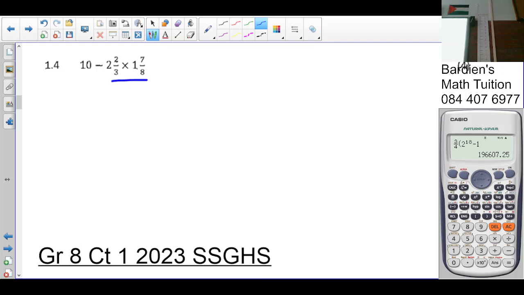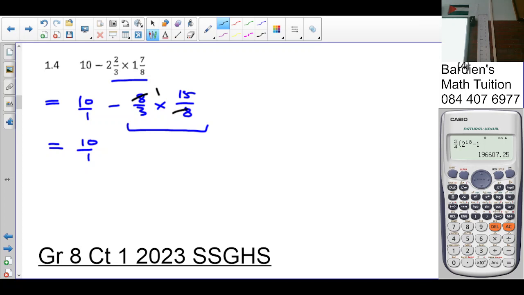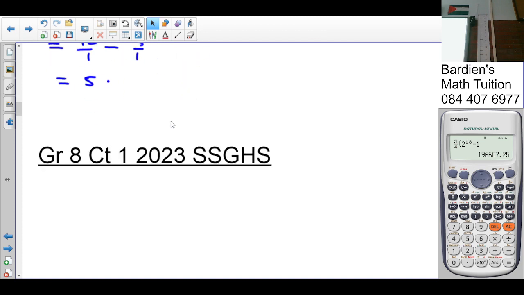According to BODMAS, that needs to be done first, not so? But what do I need to do first? Change to improper. So it's 8 over 3 multiplied by, that's 8 plus 7 is 15 over 8. Again, multiplication. I must simplify before I multiply. So 8 goes into 8 once, 8 goes into 8 once. 3 goes into 3 once, 3 goes into 15, 5 times. So it's 10 minus 5. And 10 minus 5 is? Okay, you all agree with that? Right, next.